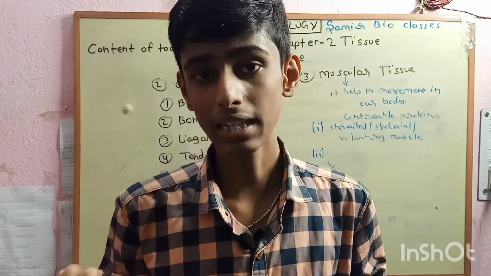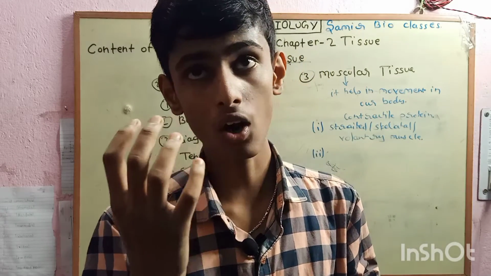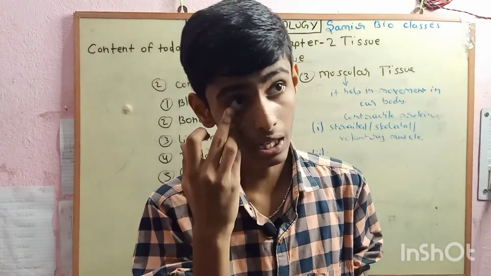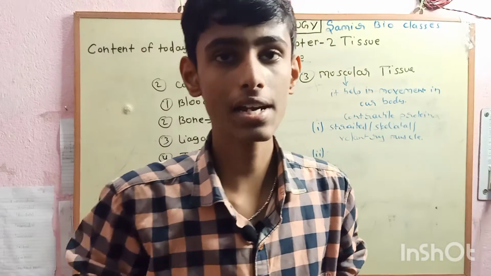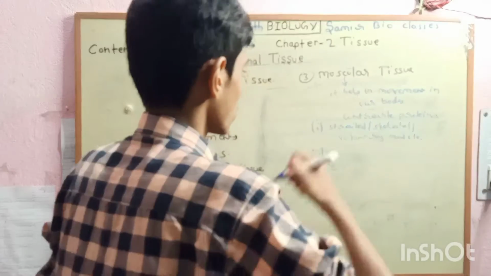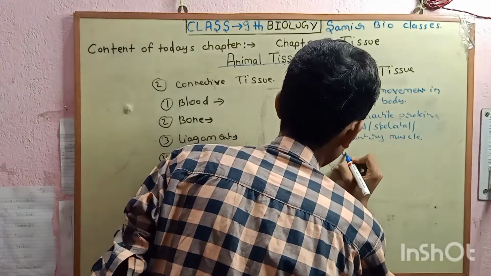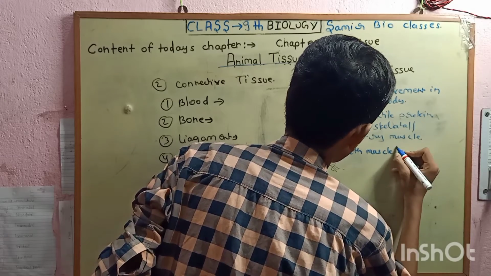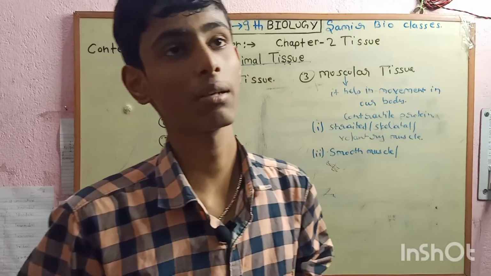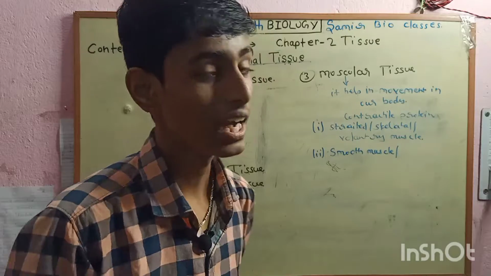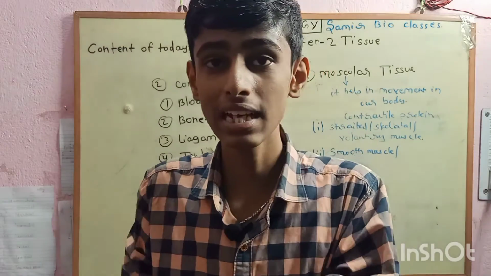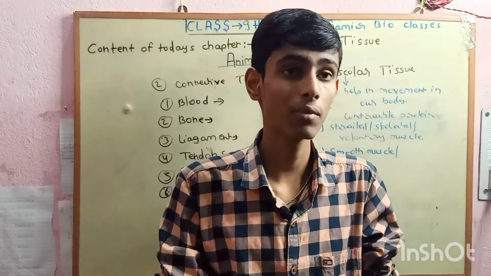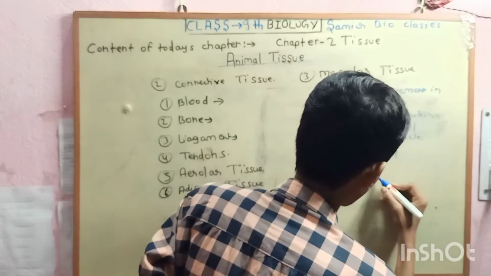And the iris of your eyes is smooth muscle, and the lung bronchi are also smooth muscles. So smooth muscle is also called non-striated muscle, because striated muscle means there is a striation or bands inside the muscle, on the upper layer. There are bands like that.